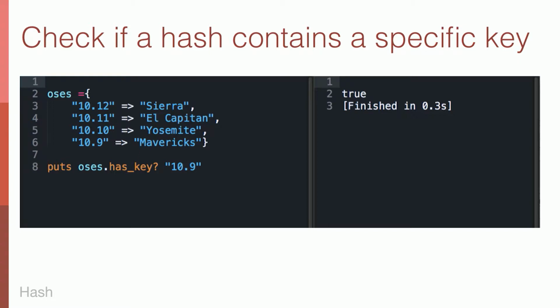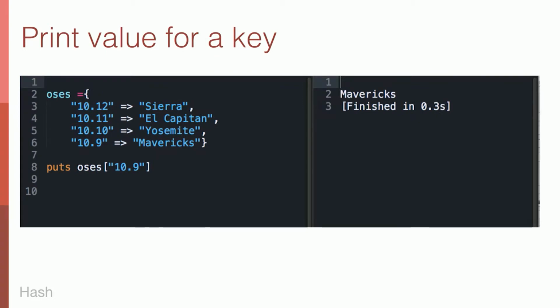Okay, so now I can do something with that. I can say, well, if the key is 10.9, tell me what the value is. And I know that 10.9 now exists, so I can put that through there and say OS's bracket, whatever key you're looking for, and Ruby will spit you back the value.